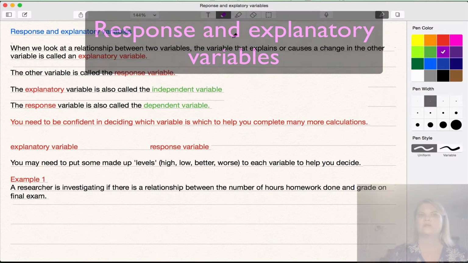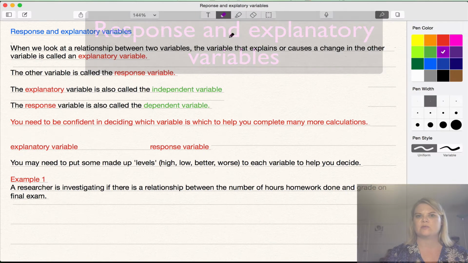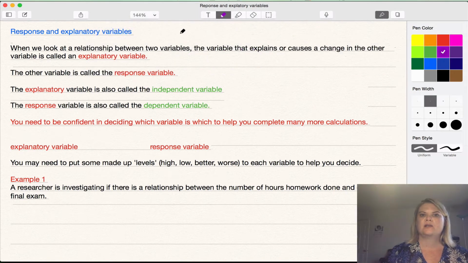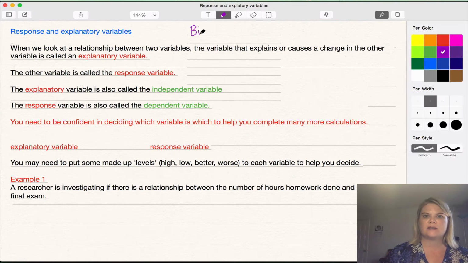Welcome to our video on response and explanatory variables. Now we're going to start looking at pairs of variables and how they might be related to one another. So when we have two variables, our data is called bivariate data. You might recall univariate data was for one variable, but now we're looking at two different variables. And the bi in bivariate means two, like bi is in bicycle.